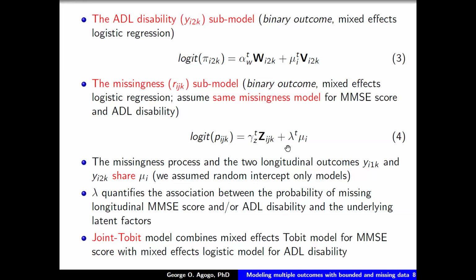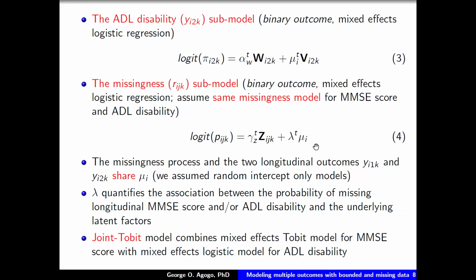Now, this lambda here quantifies the effects of those latent things that we did not observe, but we think may influence the outcome, whether they are observed or not. So this is explicit here.